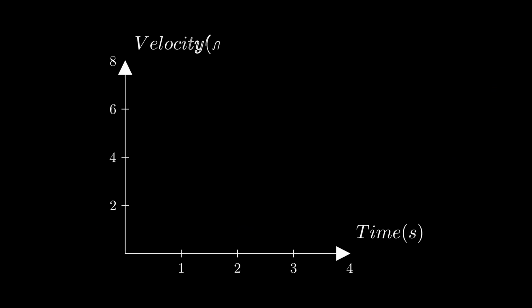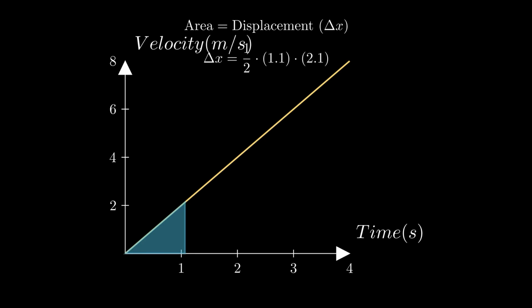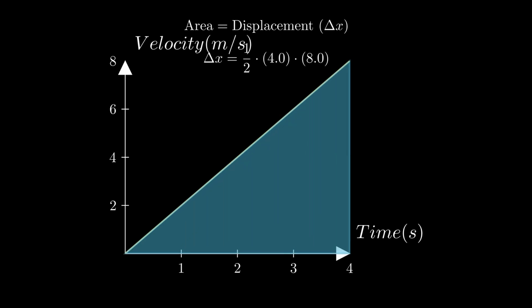Now, let's track the velocity. Because our object is accelerating at a constant rate, the velocity increases steadily, giving us a perfect straight line. But here is the most crucial concept in kinematics. The area trapped under a velocity-time graph exactly equals the total displacement.